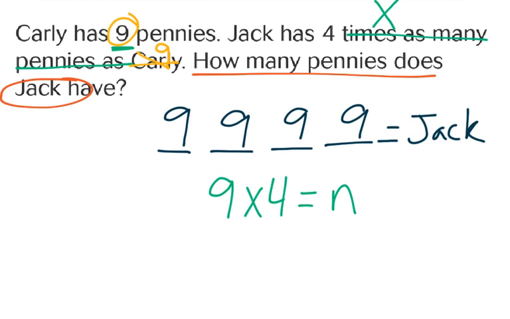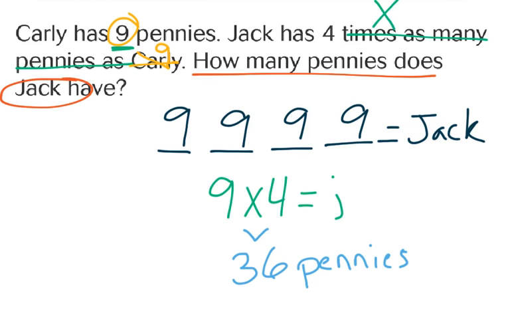We're going to use N to represent Jack. Sometimes we're going to use letters to represent our unknown amounts. Now, we could use J if we wanted for Jack's name. It doesn't matter what letter we use, as long as we're using one of the letters in the alphabet to help us represent our missing value. So, how many pennies does Jack have? 9 times 4 is equal to 36. So Jack has 36 pennies.